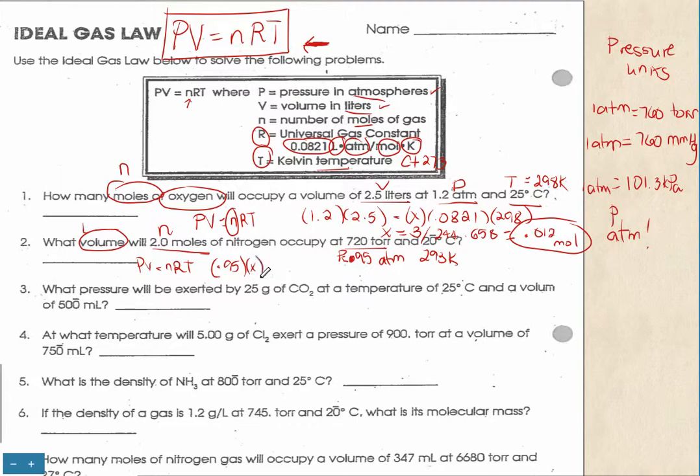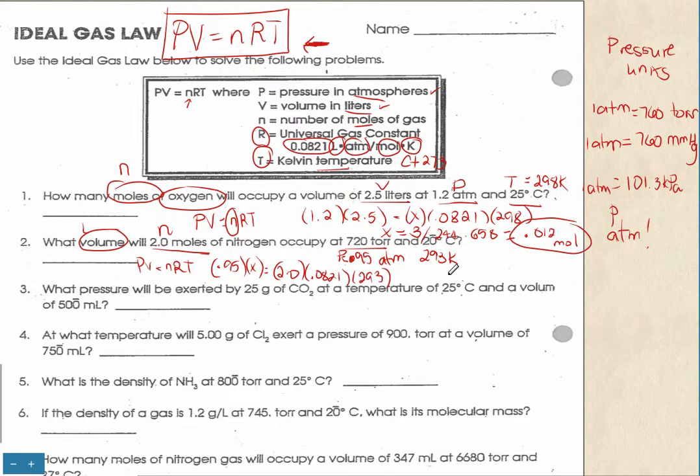Volume, that is what we're looking for. And the unit for volume must be in liters once you solve it. N is 2.0. And then 0.0821 is your R. And temperature is 293. Yes. And temperature must be 293. Now you do your math, right?